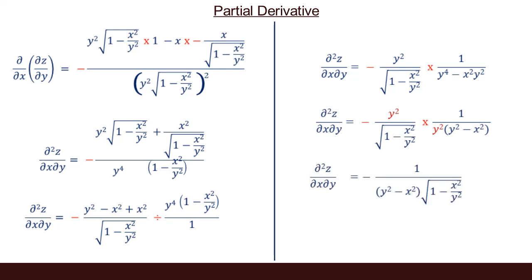So therefore, the second partial derivative of z with respect to x with respect to y is equal to minus 1 all over y squared minus x squared in bracket, square root of 1 minus x squared all over y squared. Okay, so here we solved. We found the first partial derivative with respect to x and then again with respect to y. We kept the answer and then we came back again, found the first partial derivative with respect to y, then with respect to x. At the end of the day, we discover that the two mixed partial derivatives are the same, which is equal to 1 all over y squared minus x squared in bracket multiplied by square root of 1 minus x squared all over y squared.